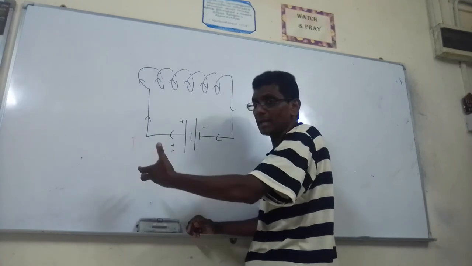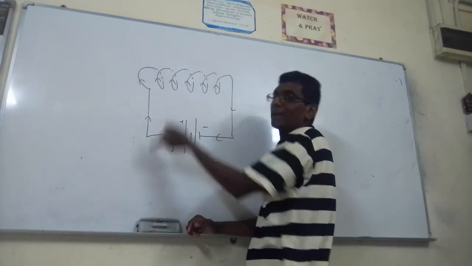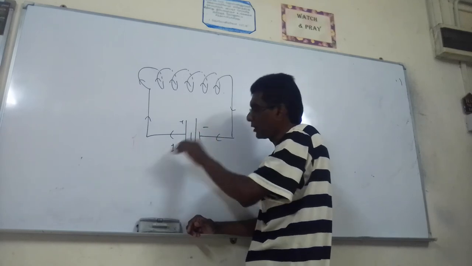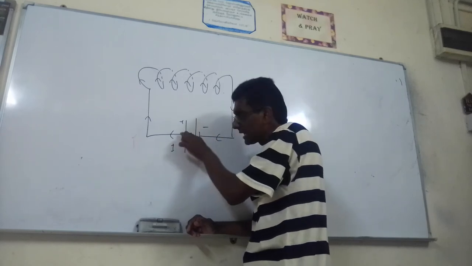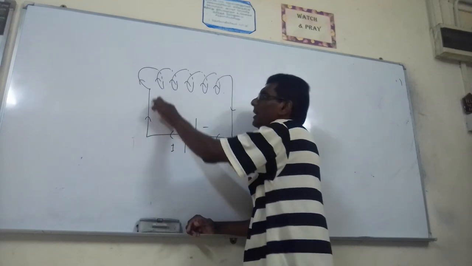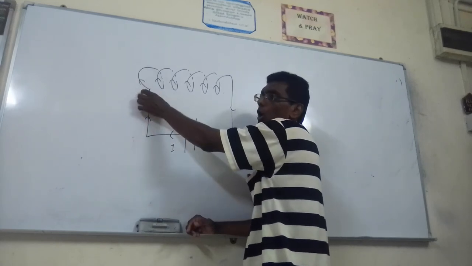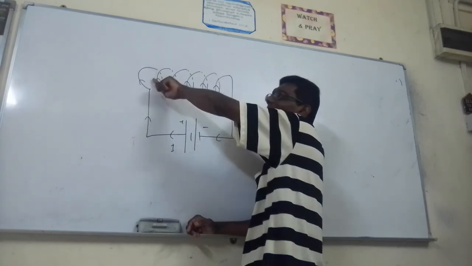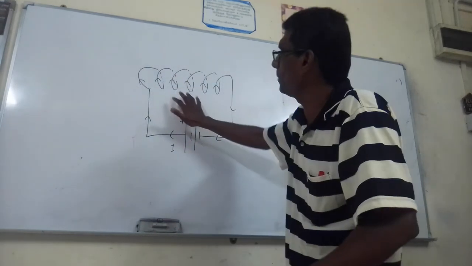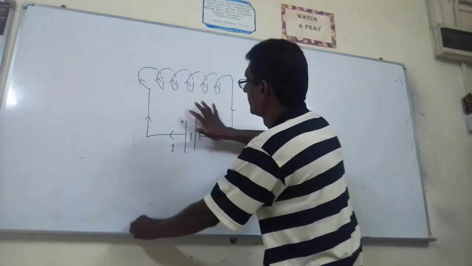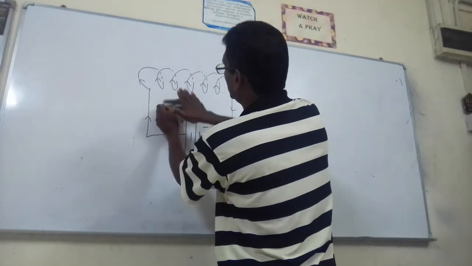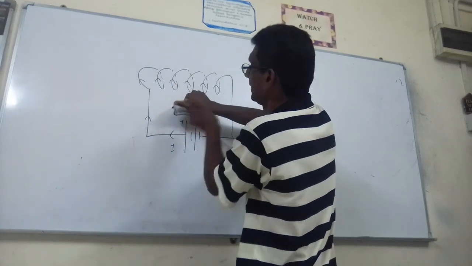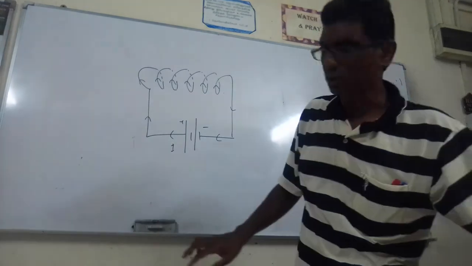Sometimes the coil comes from back to front. That's why it is very, very important. From the positive terminal, you follow the current and see whether the coil goes front to back or back to front. So here the current is front to back. Front to back means this wire is like this, and the current is going up. These four fingers show the direction of current, and the thumb shows the north pole.